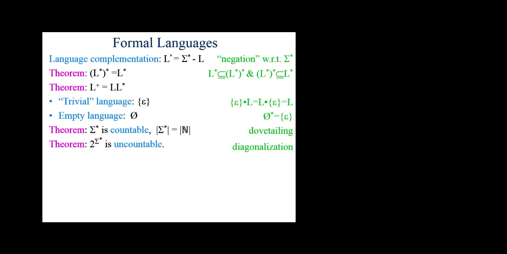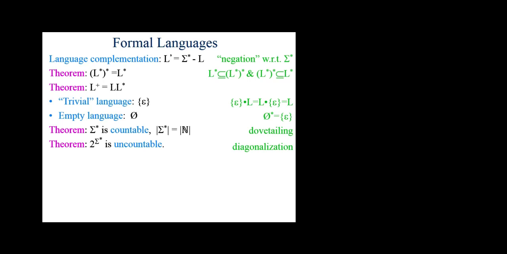Yeah, and that's a mouthful. So sigma star is all possible strings over the alphabet sigma. 2 to the sigma star are all subsets of these strings. So it's all languages over the alphabet sigma, where a language is some arbitrary set of strings, each string made of characters coming from the alphabet sigma.